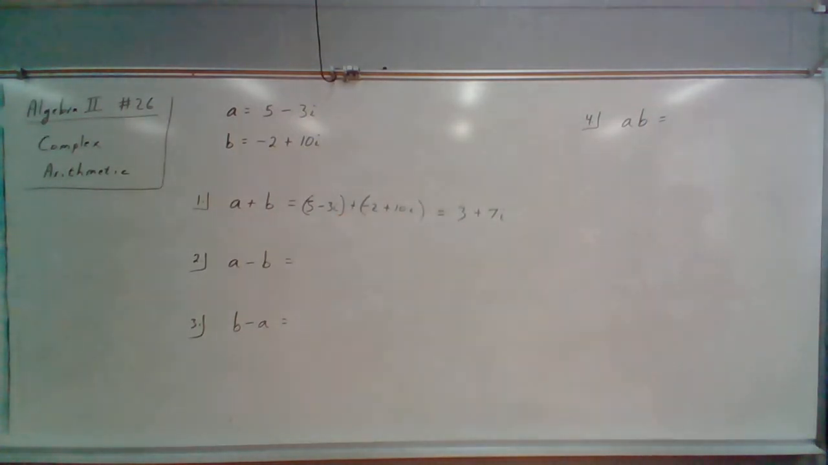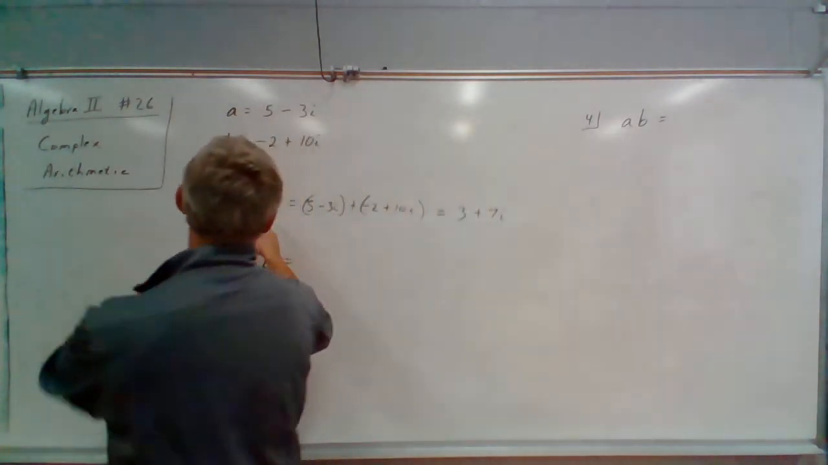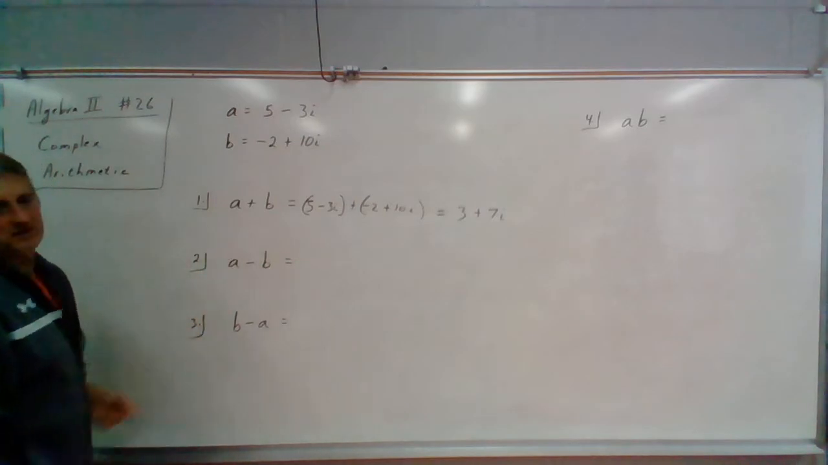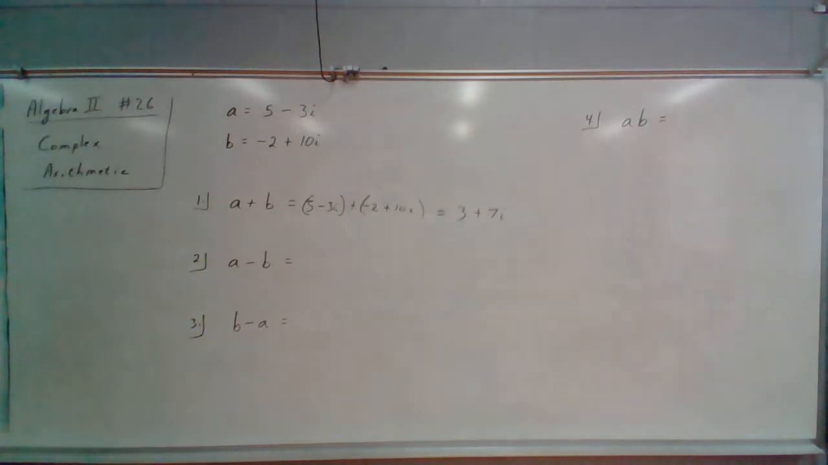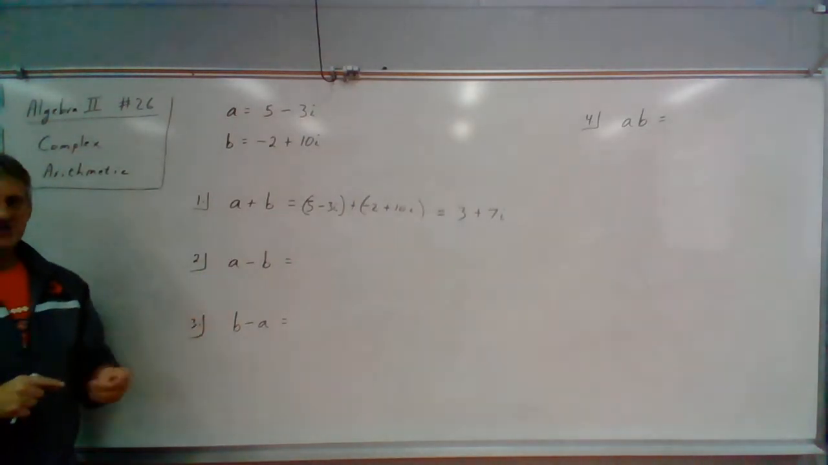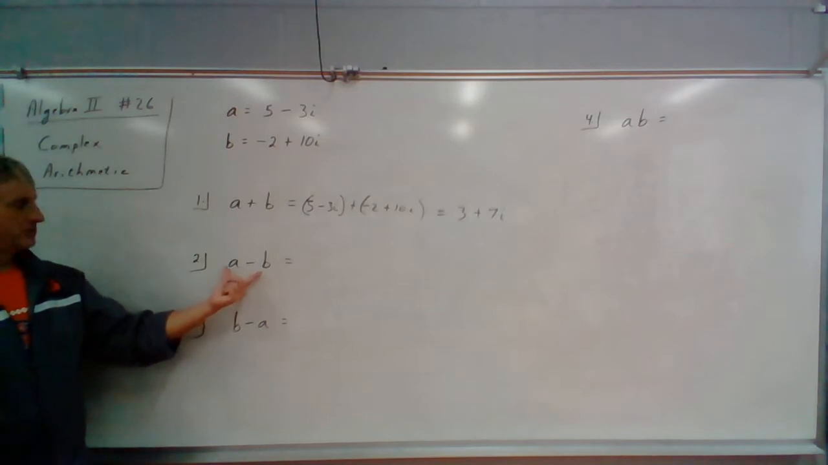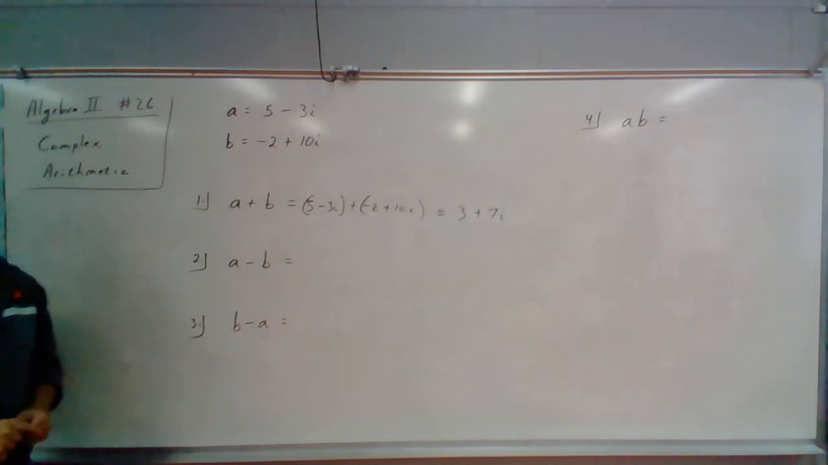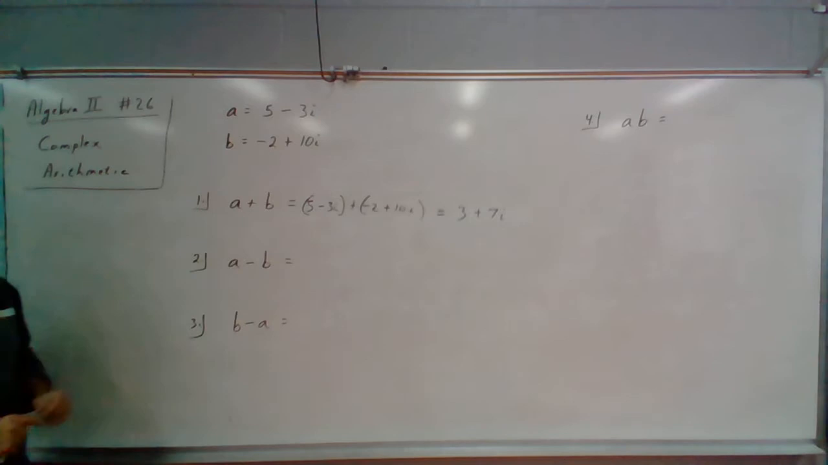So really simple. And of course you can add in either order. B plus A would be the same thing because addition is commutative. However, subtraction is not commutative. It matters which order you go in. So A minus B would be different than B minus A. So let's do both of those.